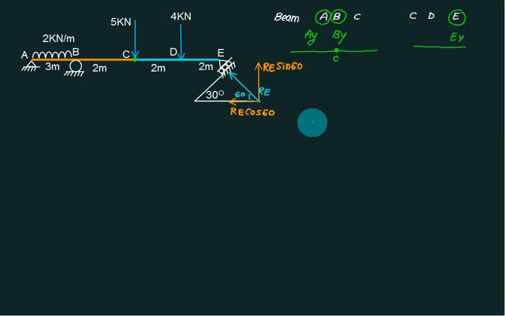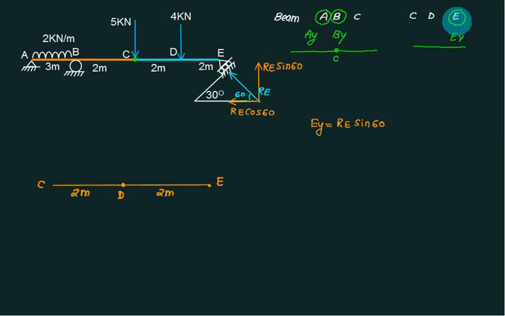Now when you have to find out EY, I will call this RE sine 60. Actually, I want to find out RE sine 60, only the vertical component at one time. So right now, consider this portion. This point equals to what? D. This point equals to what? E. I will call this one 2 meter.